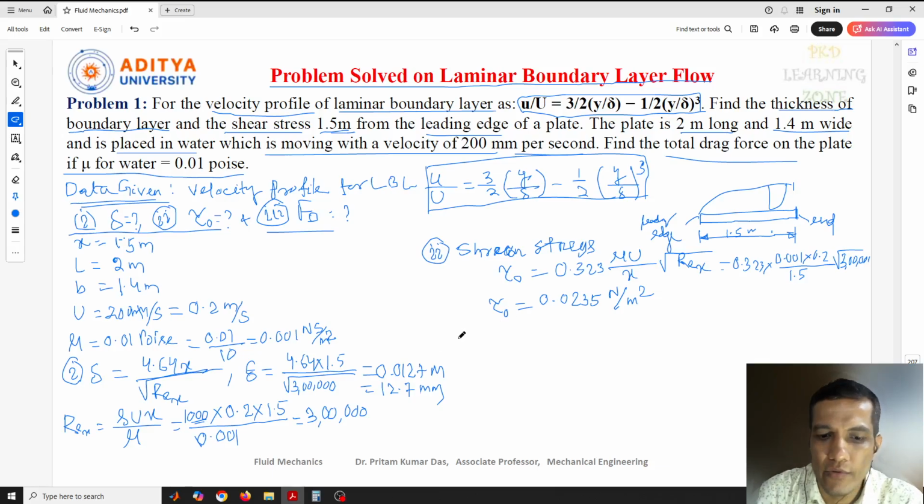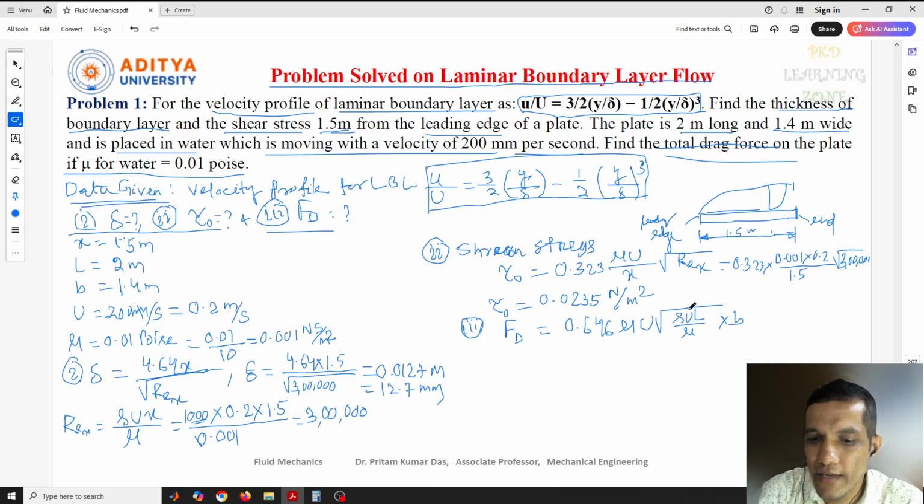The third value is the drag force, FD, which we need to calculate. We have calculated FD earlier. Now find the total drag force on the plate. Total drag force means we need to calculate the drag force for both sides of the plate, this side as well as the down side. The drag force we have calculated is for one side only. For one side, the equation is 0.646 mu u, root over of rho u l by mu, into b.